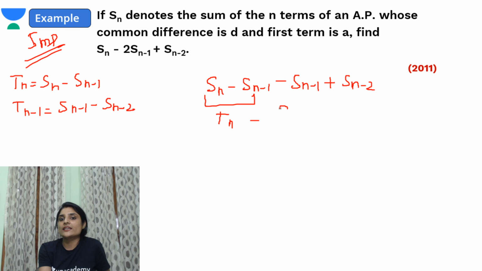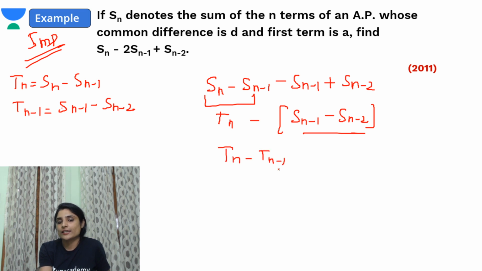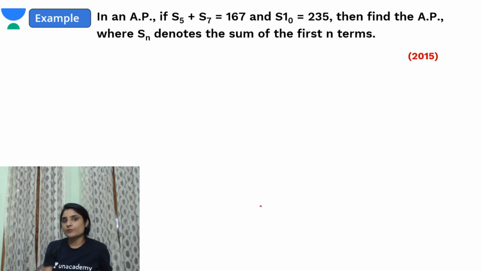So you can take minus common from here. You will be getting Sn minus 1 minus Sn minus 2. So this will be your Tn minus 1. So Tn minus Tn minus 1, that means d. d is the answer for this one. Simplest question. Okay. So with this, let's move forward. So we have one more question.